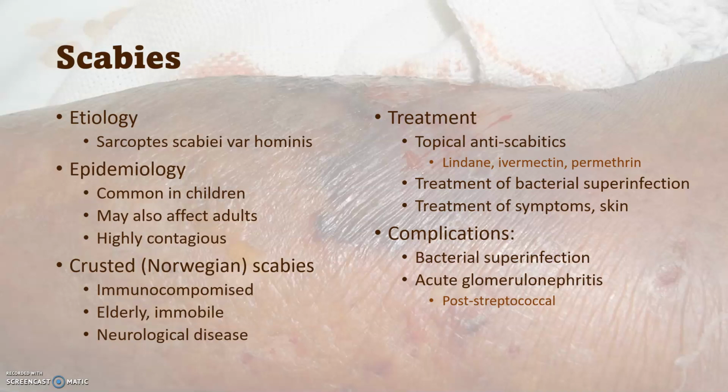The typical complications are bacterial superinfection, and if that infection involves group A beta hemolytic strep, then patients can develop post-streptococcal acute glomerulonephritis.